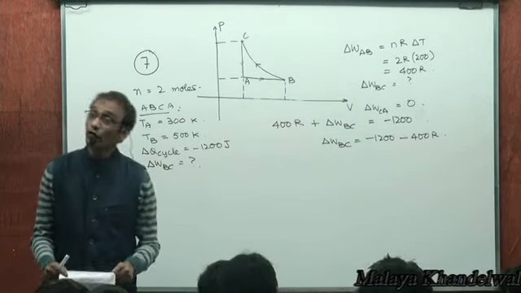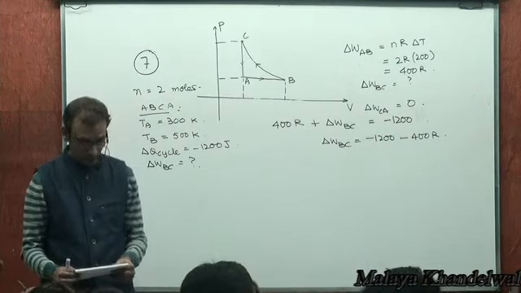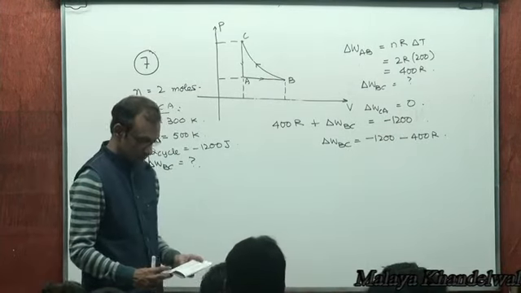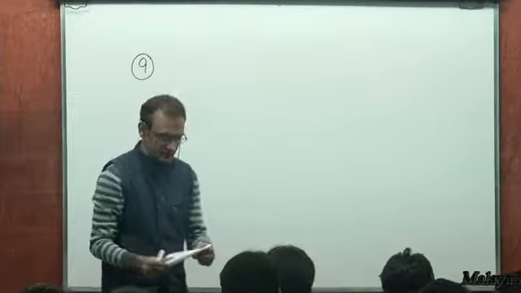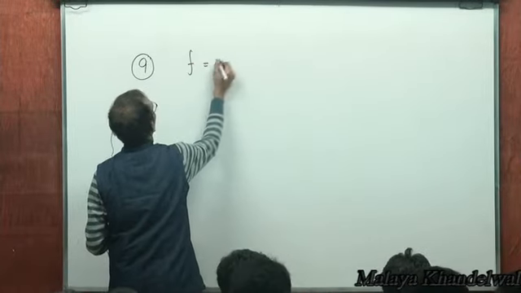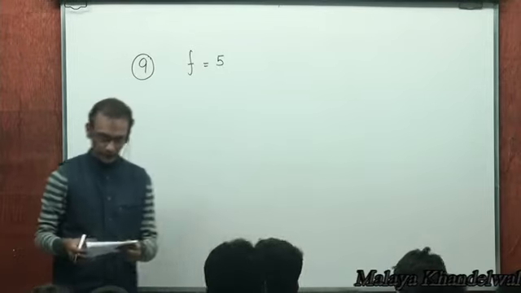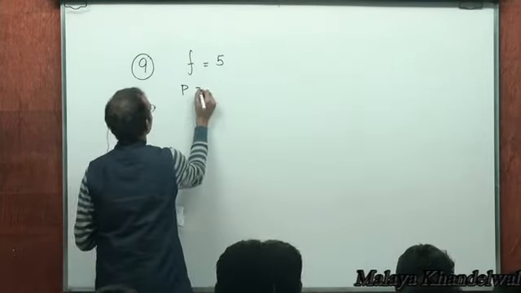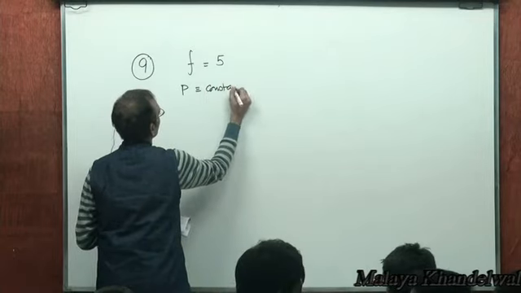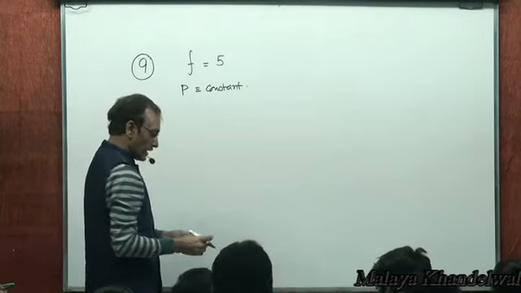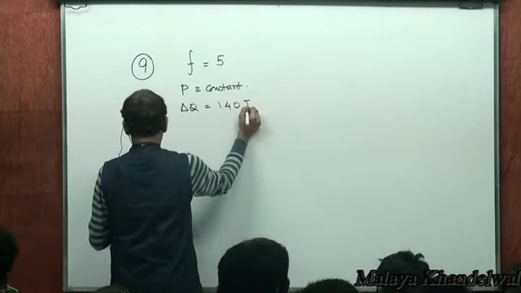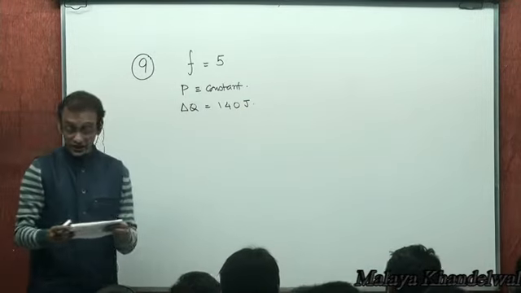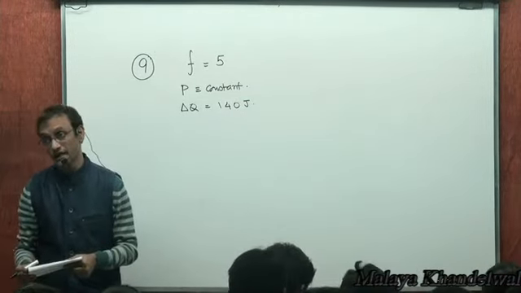Number 8, I have already dealt with in the class, if you recall. Right? A sample of an ideal gas with degrees of freedom 5, that means the nature of the gas must be diatomic, is heated at constant pressure. If an amount of heat 140 joules is supplied to the gas, find the change in internal energy of the gas, and find the work done by the gas.